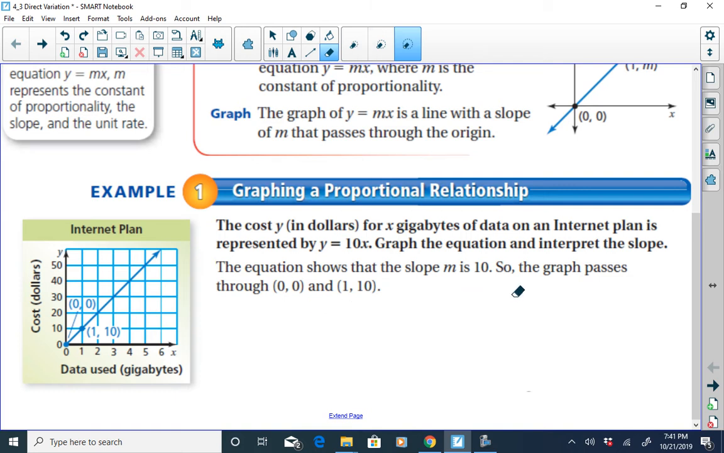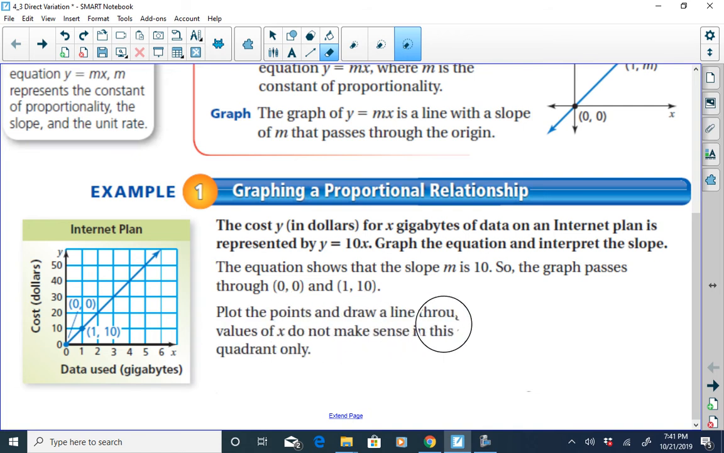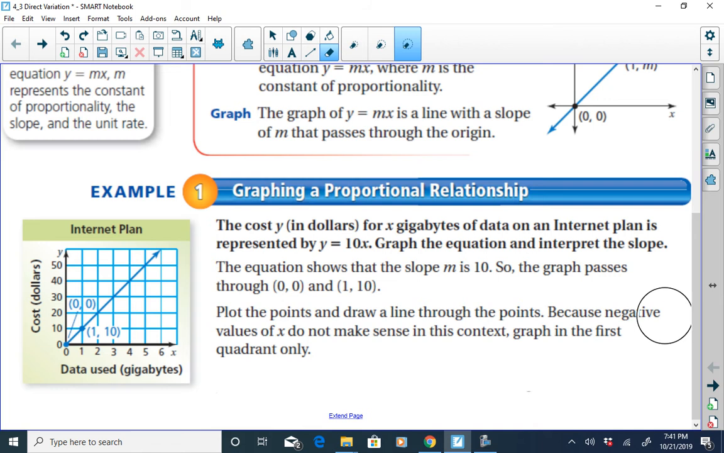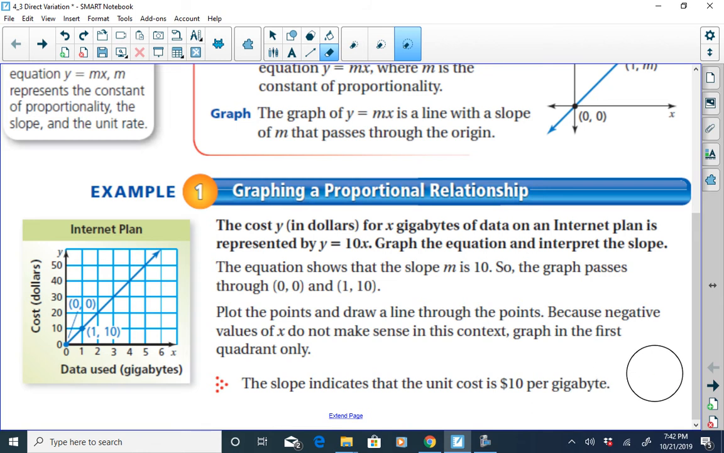If we want to interpret the slope, the slope being 10, first we would plot the points and draw a line through the points. Because negative values of x do not make sense in this context, graph in the first quadrant only. And if we're interpreting that slope, the slope indicates that the unit cost is $10 per gigabyte, because here we have a change of y of 10 and a change of x of 1. So that's $10 representing the cost, so a change of $10 for every 1 gigabyte used.